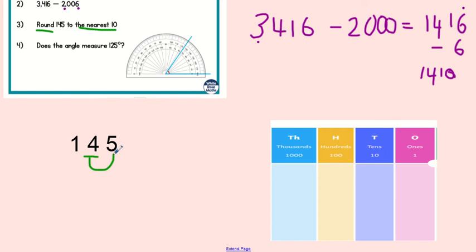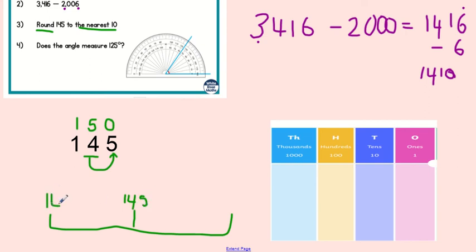And then I can look next door. 5, 6, 7, 8 or 9 means I round up to the next 10. So the next 10 after 40 is 50. All digits before stay the same and all digits after become a 0. Now some people like to think about this as if it's on a number line. So if I've got 145, what's the 10 that comes before? The multiple of 10? 140. Next multiple of 10 is 150. And we would round up to 150.